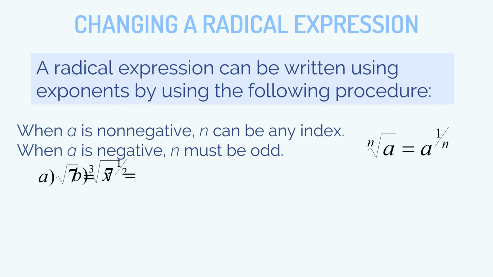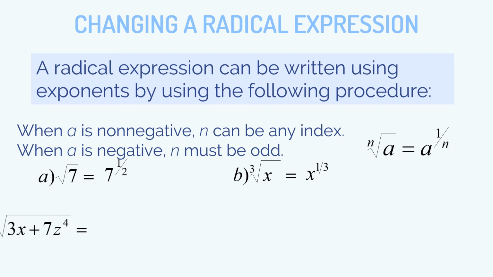Let's make another example. What would be the cubic root of x in exponential form, or an expression without radicals? It will be x to the 1, because x is x to the 1, so x to the 1 over the index. And what is the index of this radical? 3. So the cubic root of x will be x to the 1 over 3.